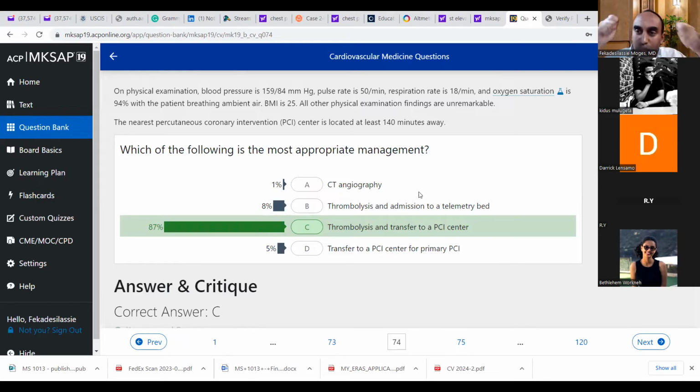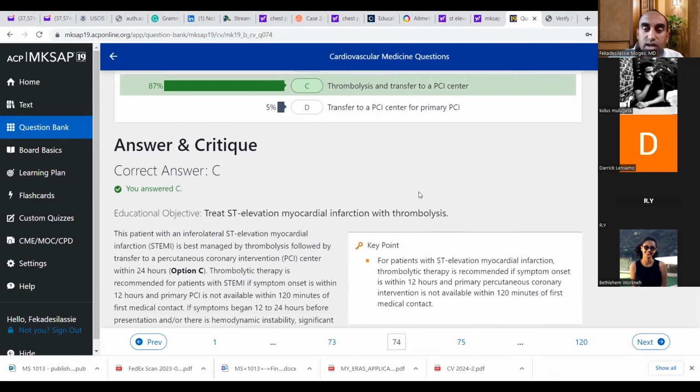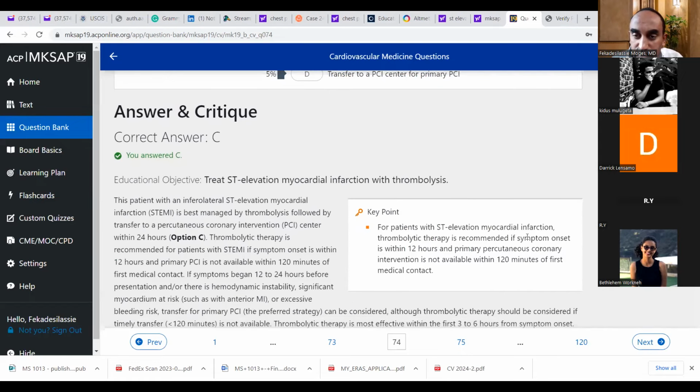The cath lab team would be ready. The moment the patient is in the room, they prepare, they do the procedure. You got the point? That is the reason why B is not the answer. So in patients with ST elevation myocardial infarction, thrombolytic therapy is recommended if symptom onset is within 12 hours and primary percutaneous coronary intervention is not available within 120 minutes of first medical contact.